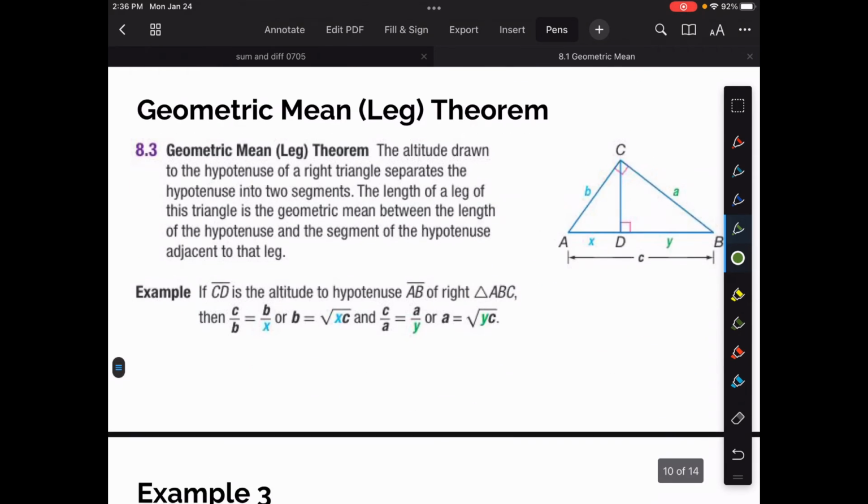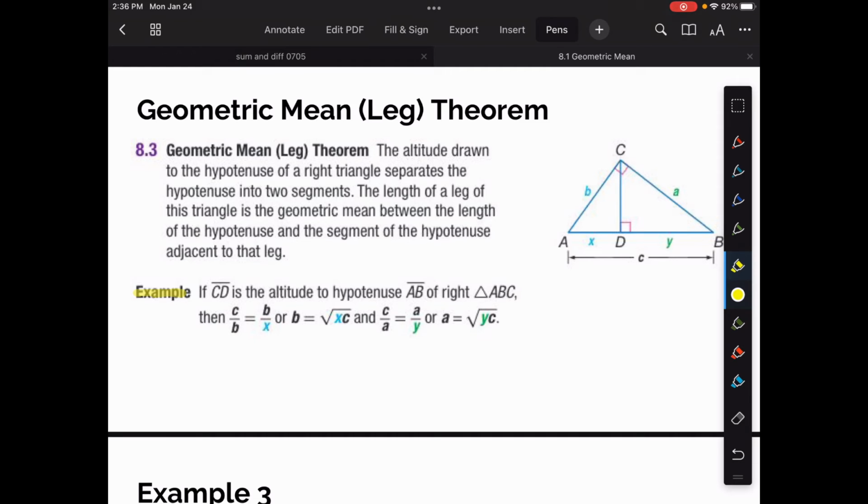And then we have the geometric mean leg theorem. This says that if the altitude is drawn to the hypotenuse of a right triangle, it separates the hypotenuse into two segments, x and y. The length of the leg in this triangle is the geometric mean between the length of the hypotenuse and the segment of the hypotenuse adjacent to that leg. In other words, the example is the best way to understand these.